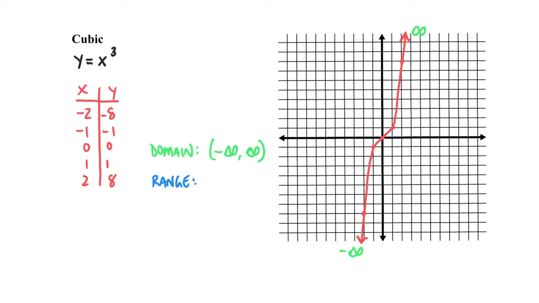The range is the same thing. On the bottom, you can see this is pointed down, so this goes to negative infinity on the bottom, positive infinity on the top, meaning it doesn't have a bottom or a top. So that's also negative infinity to positive infinity, and that's your cubic function.